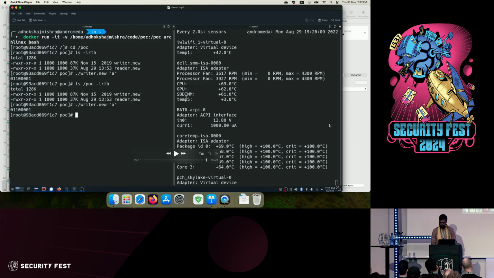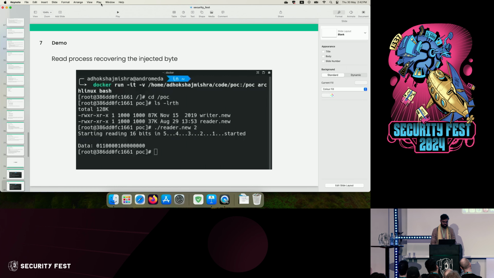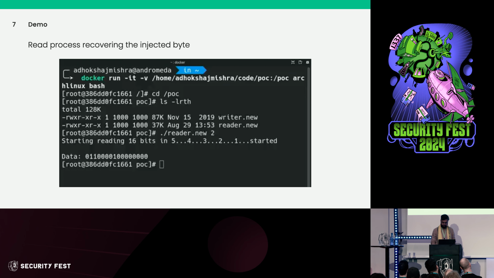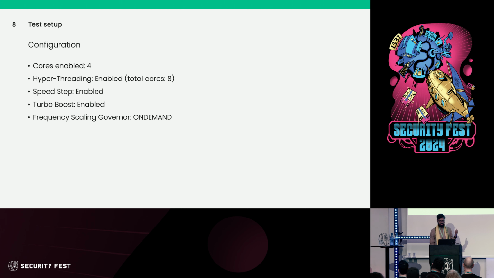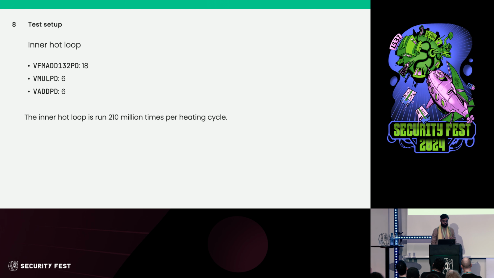Okay, so once we have this much, now the test setup. This is only for reference purposes in case you want to recreate this at your own end. This is the hardware that I have used, and this is the configuration that I applied before doing this. This is the inner hot loop. These counts are the number of times I have packed the same instruction in the hot loop. The first one is packed 18 times, the second one is 6, the third one is 6, and this inner hot loop runs 210 million times per heating cycle.